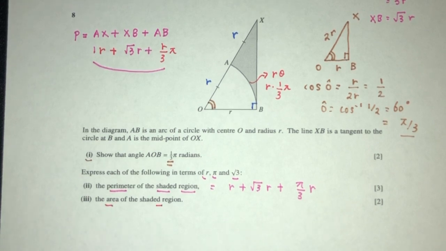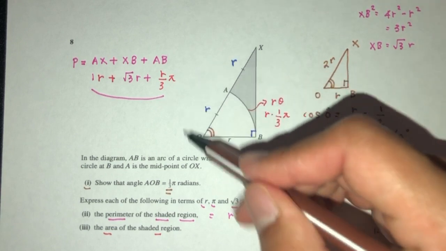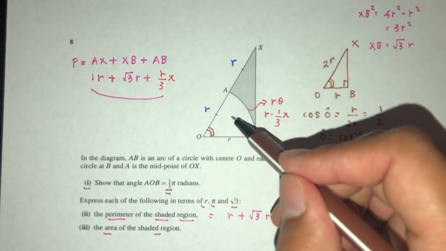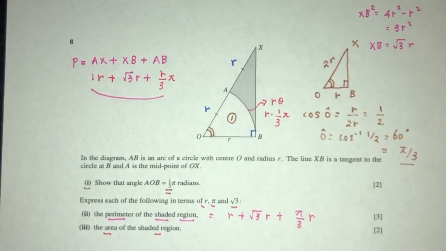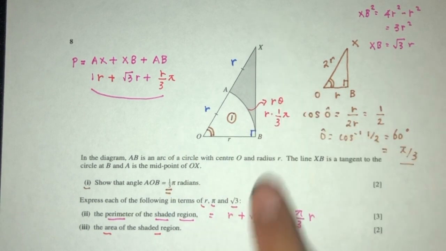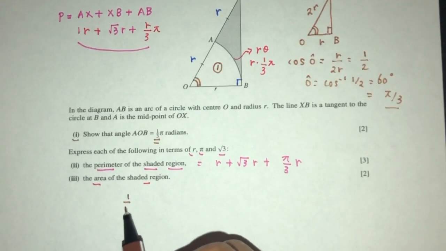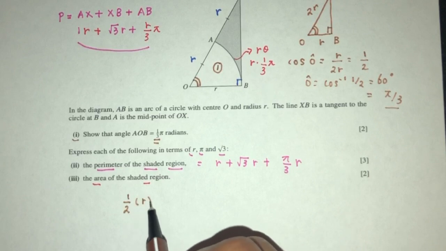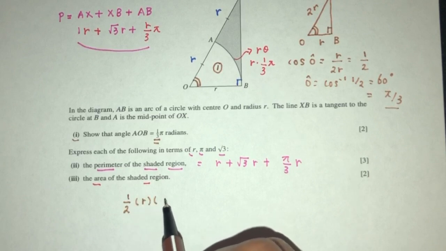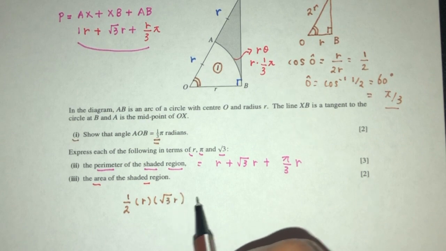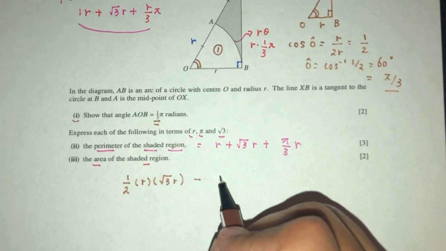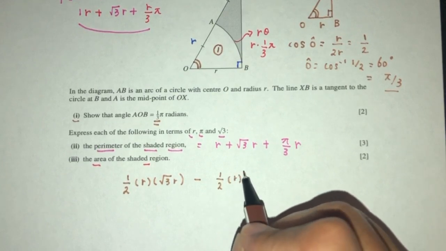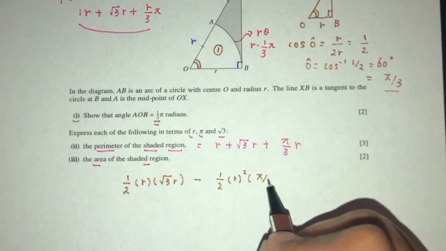Now for part 3, we have to find the area of the region. Pretty easy. By observation, we can find the area of the whole thing minus the area of the sector. First, let's find the area of the whole thing. Because we have a right angle triangle, we can use half times base times height. So half times base OB, that should be r, and the height is BX, which is root 3 r. Then minus the area of the sector, that is half r squared times the angle in between, pi over 3.